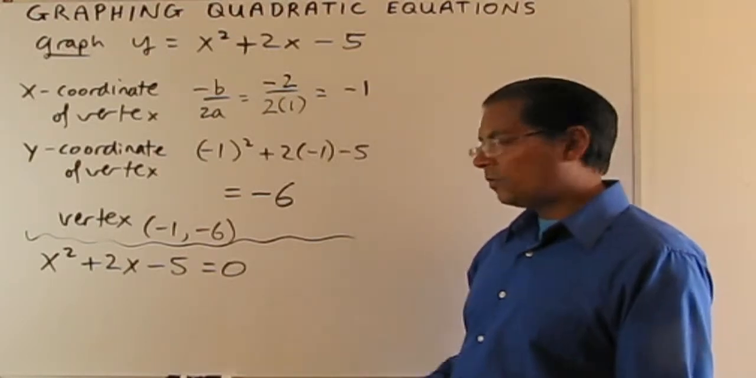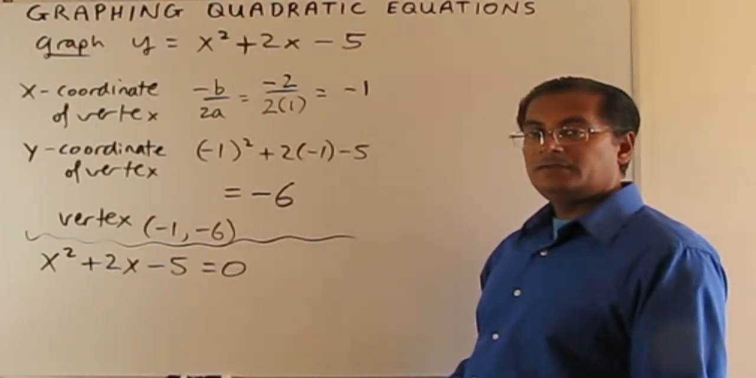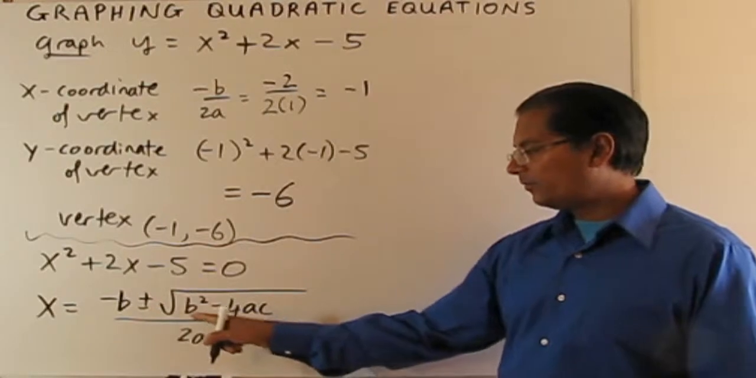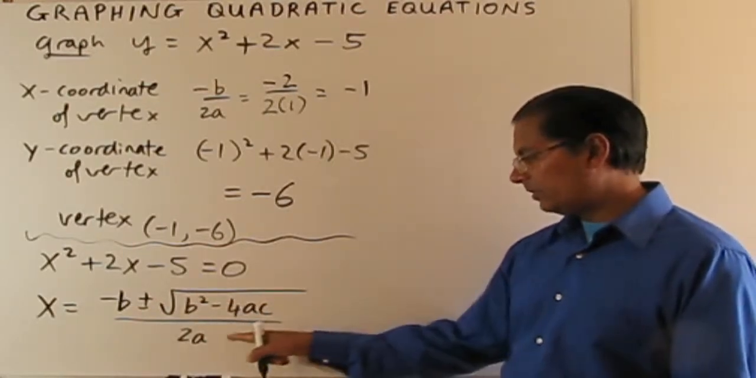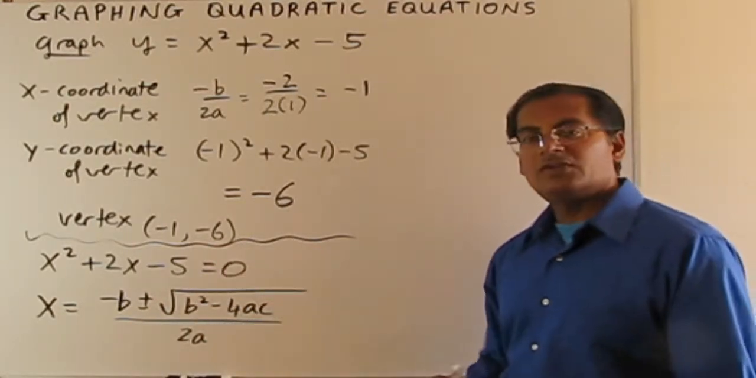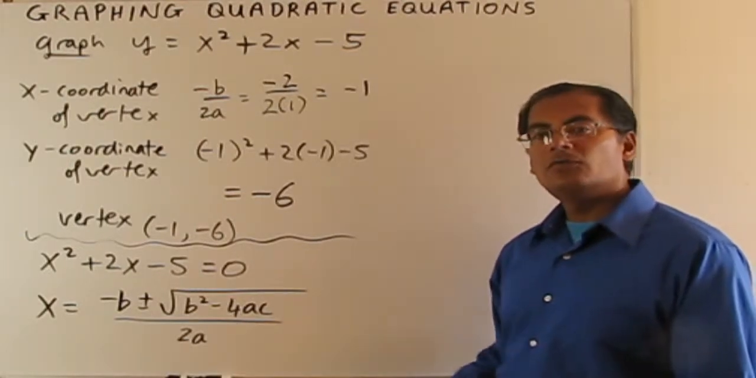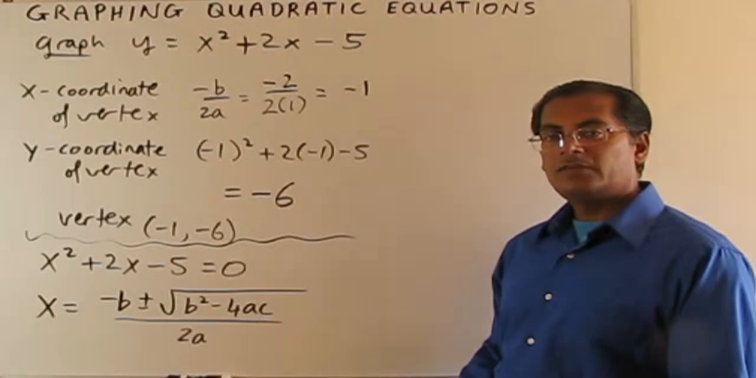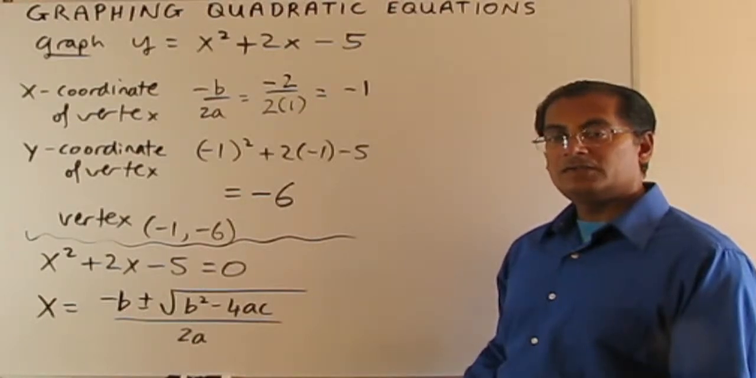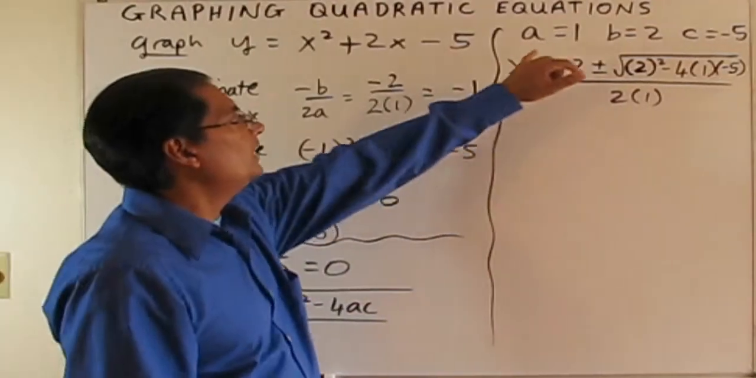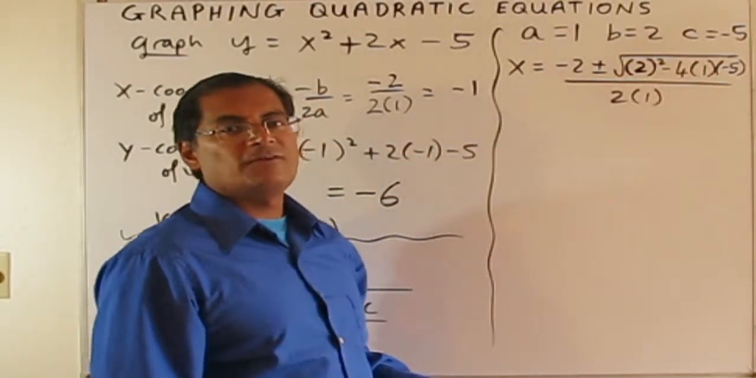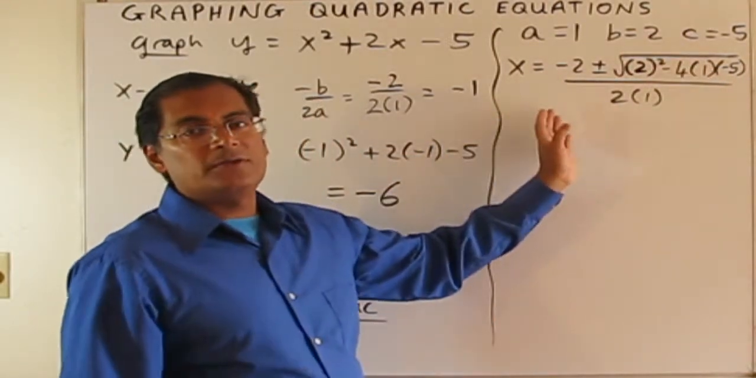Remember, the solution to a quadratic equation is given by negative b plus or minus the square root of b squared minus 4ac, over 2a. That is the solution to this equation. Those are the x values that satisfy it, and those will be the x-intercepts. So let's plug our values into the formula. We get a equals 1, b equals 2, c equals negative 5. We plug it into our formula.